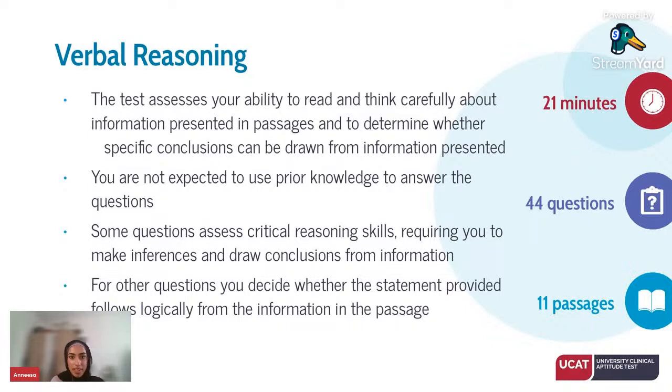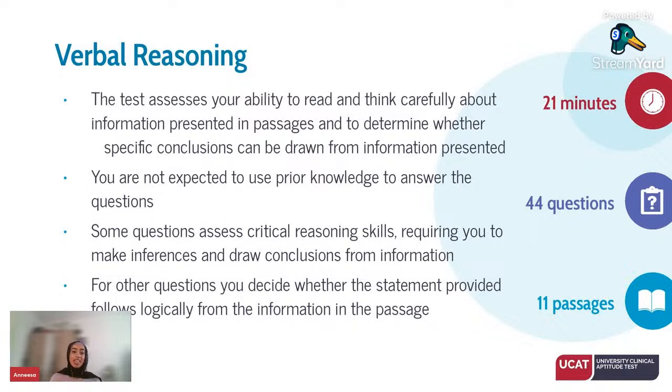With verbal reasoning, you get 21 minutes to answer 44 questions. What that means is that you'll get 11 passages, and for each of the passages, you'll have 4 questions. Essentially, verbal reasoning assesses your ability to read and think carefully about information presented in passages and to draw conclusions from them. One of the recommendations from UCAT official is to try and read newspapers and come up with conclusions from what you've read, and that's just a way of practicing the skill.